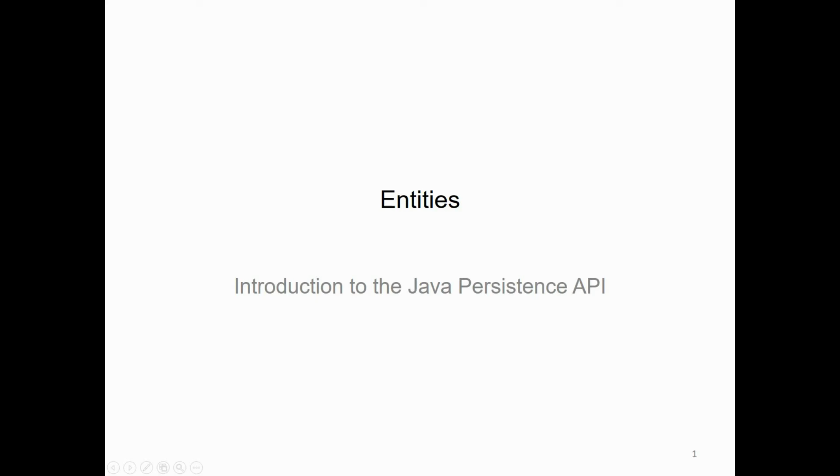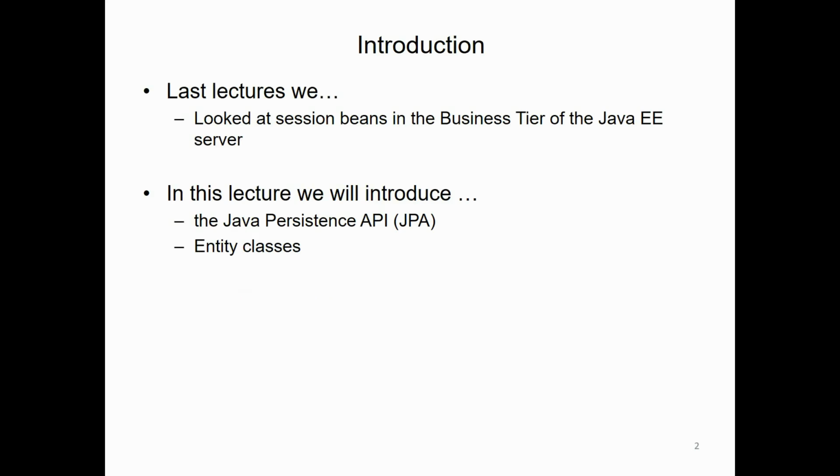Today we're going to be talking about entity classes. These are a part of the Java Persistence API, and we'll be looking at how we can use these in the context of our Java Enterprise applications. We looked at session beans last week, and this time when we look at these, I want you to think about how they can then be used from a session bean.